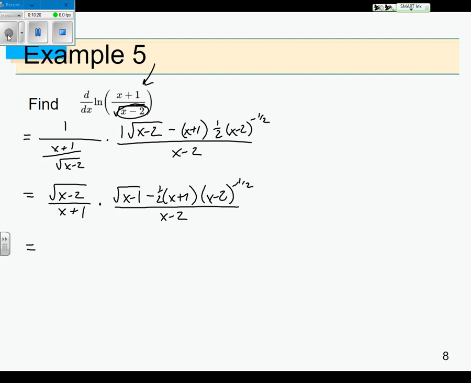Looking at this now, I see that, how do I want to clean this up? You guys have any ideas? You guys haven't talked very much today.